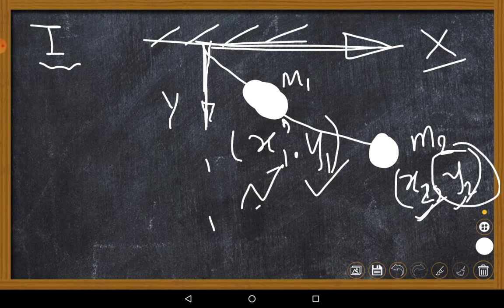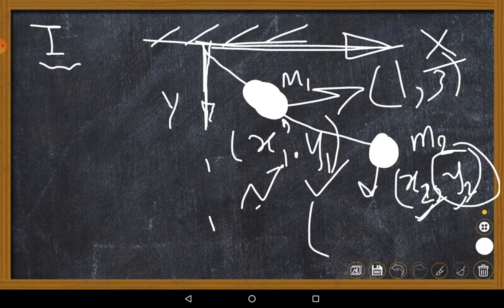Let us say x1 is 1, y1 is some 3, so this mass bob is at a position of 1 comma 3, and this is fixed at some other position, let us say 7 comma y2. Now do you think this system will move at all? Well, this system will freeze.